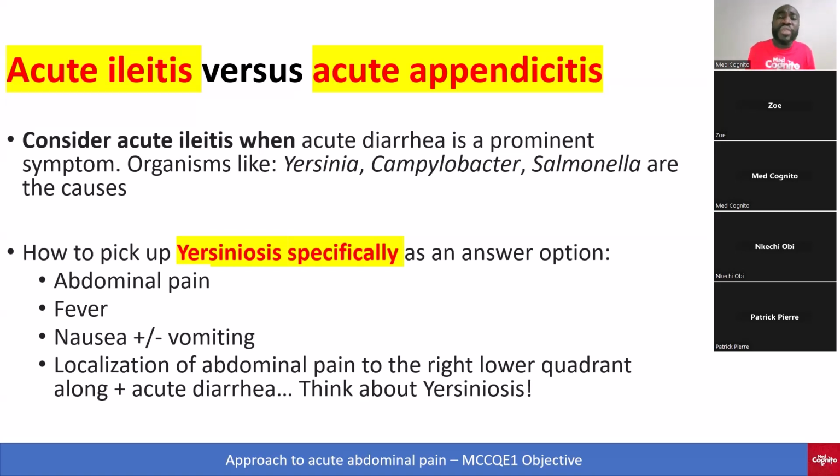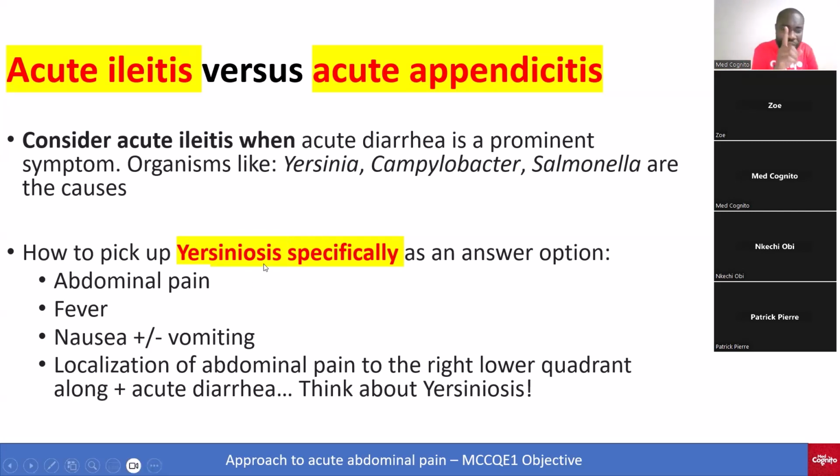Remember that Dr. Bruni, when he was teaching acute appendicitis and we got to the differentials, ileitis is one of them. Consider acute ileitis. Now, I mentioned Yersinia. What is it which will really point to Yersinia? Because Campylobacter, Yersinia, and Salmonella can all present with right lower quadrant pain and diarrhea. But what in the question stem should point you to Yersinia?